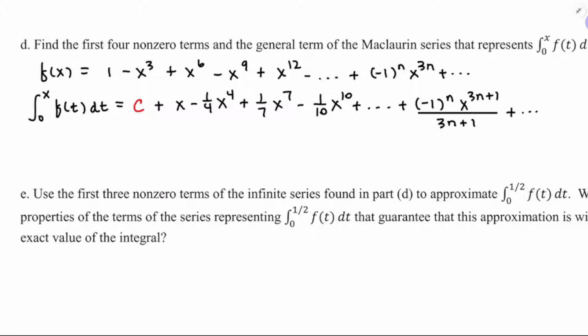Now for the idea of c, we also know that the integral from 0 to 0 of f of t dt equals 0. So I should have 0 equaling c plus 0 minus 1/4 of 0 to the 4th, plus a whole bunch of other things that are all zeros. And so that means that c has to equal 0. If the Taylor series is centered at x equals 2, it'll always be the integral from 2 to x of f of t dt, and we just always know that c is going to equal 0.